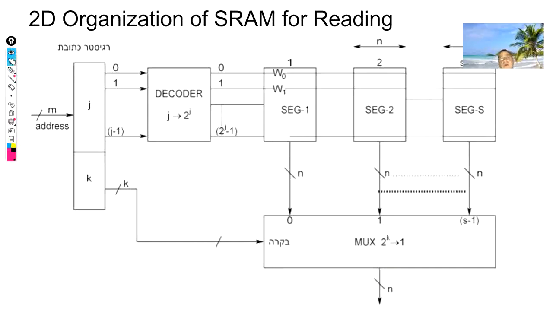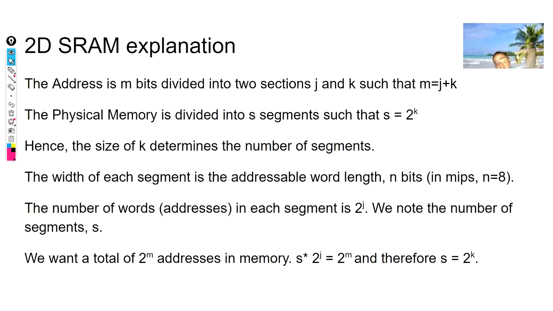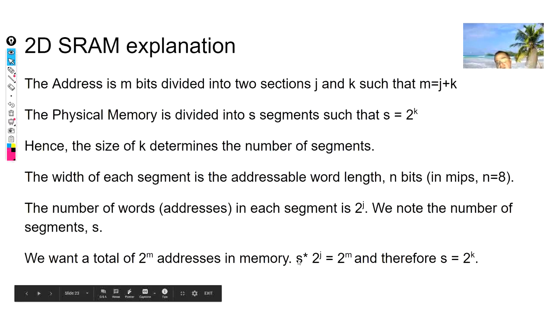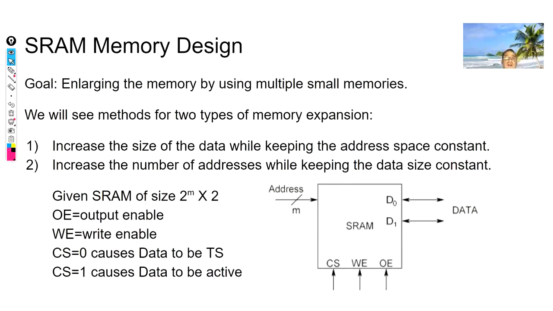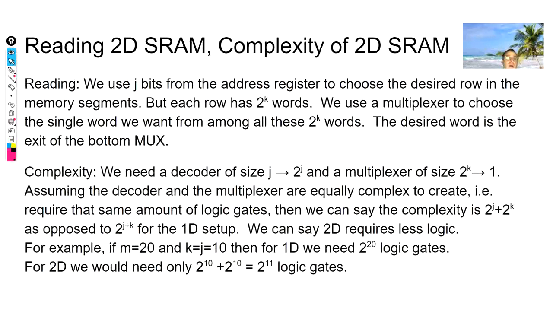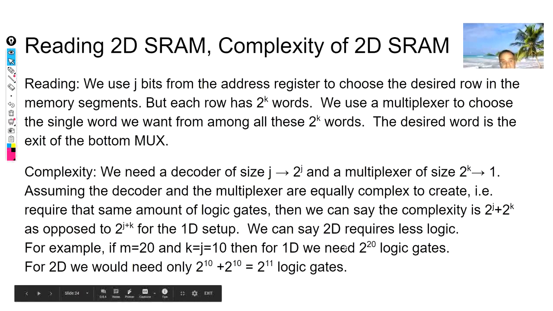So that's a big advantage. This is the main thing I think of the whole chapter, to understand this, that we've now made a better design of how to get to memory with 2D. Now here's just an explanation of it if you want to look that over. He just says, K, S is 2 to the K, whatever. He just does a little math here, but it doesn't really do anything. We can say that 2D requires less logic, and he gives an example, fewer logic gates. I told you the same thing.